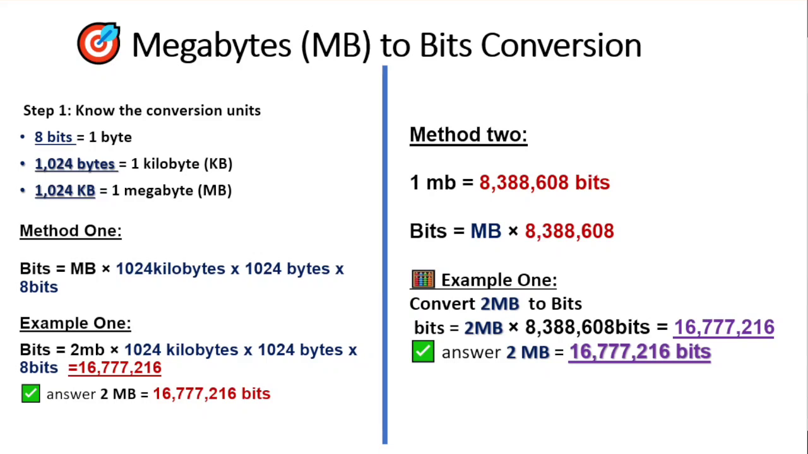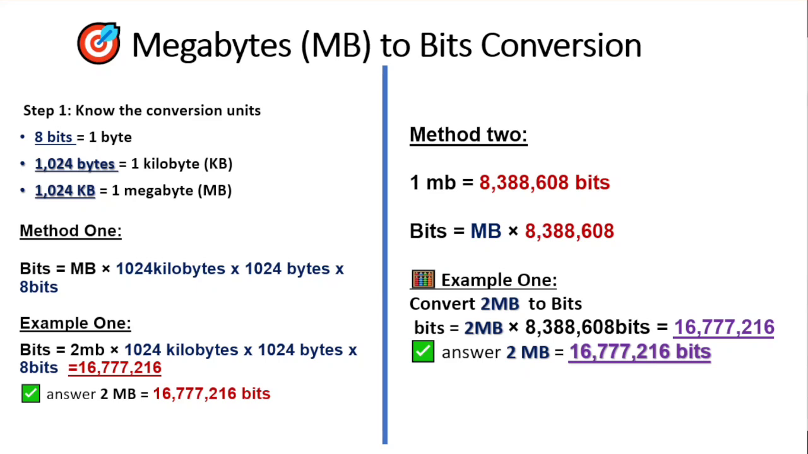This is method 1. Method 1 is our normal long process. You have to multiply whatever megabyte you want to convert to bits by 1024 kilobytes, multiply by 1024 bytes, multiplied again by 8 bits. That will give you the number of bits you are converting, since you are converting from megabytes to bits.